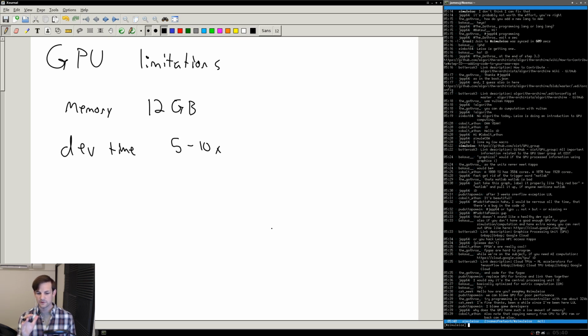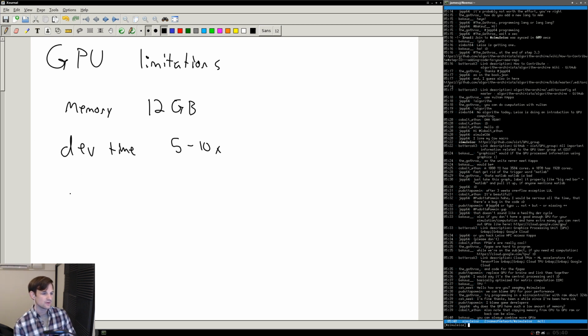Yep, this is also important to note, and we'll talk about that now. As Cobalt said, copying memory from the CPU or GPU back and forth is actually the slowest process of your computation. The next limitation of the GPU is that you have to do it blind. By this I mean a lack of debugging.